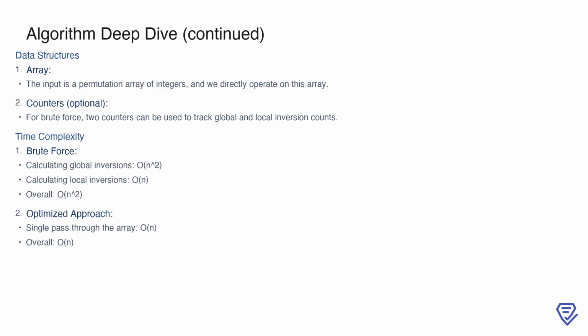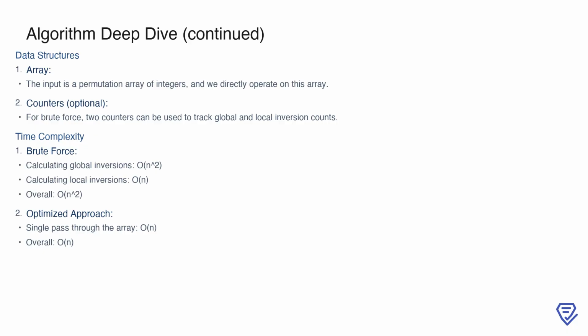The data structure used for this problem is straightforward: a single array. All operations, whether brute force or optimized, are performed directly on the input array. In the brute force approach, we may use two counters to separately track the counts of global and local inversions. When analyzing time complexity, the brute force method involves n² operations for counting global inversions due to the nested loops, and an additional n for counting local inversions, leading to an overall complexity of n².